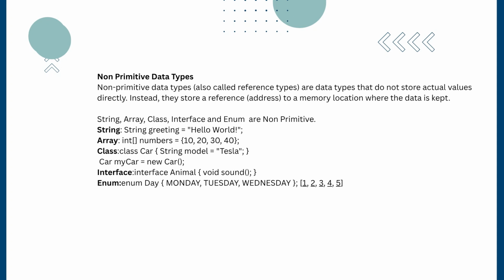String is easy. Array is of int numbers, and give 4 values to it. Class: I have to declare a class, and inside that class declare one string variable, model, with a value, and declare the object of that class and initialize the memory. Interface is a set of methods or variables without any definition or body. Enum: we have fixed constant values there.